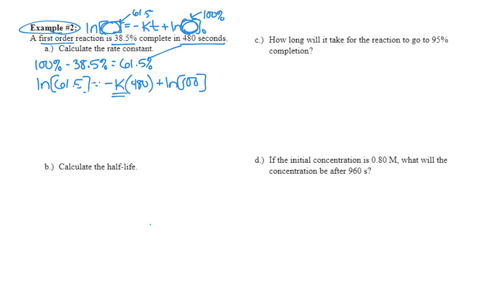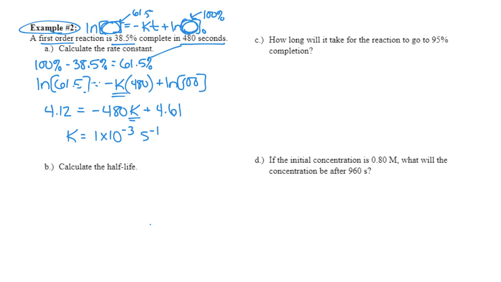Natural log of 61.5 is 4.12 equals negative 480K. I just kind of rearranged that there. And then the natural log of 100 is 4.61. Okay, algebraically, we can go ahead and solve for K. K is going to be 1 times 10 to the negative 3. And it's first order, so it's s to the negative 1.